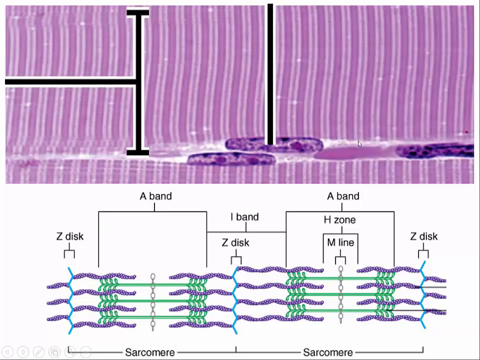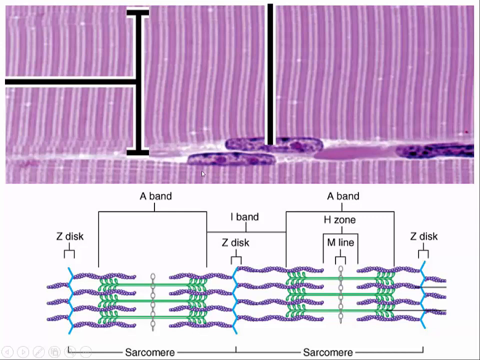So if I come up here and look at this little line right here that's in the light area, the I band, it is a Z disc. The next one over here is another Z disc. So it goes from Z disc to Z disc, Z disc to Z disc. This is one sarcomere. Here's the next sarcomere. Here's the next sarcomere. The dark area is the A band.